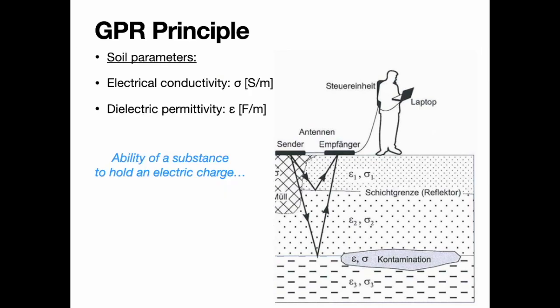So let's focus a bit more on the soil physical parameters of interest. Of course, up to now we mostly discussed the electrical conductivity, sigma, in Siemens per meter. And now what also matters is the dielectric permittivity, epsilon, in farad per meter. So in brief, this dielectric permittivity is the ability of a substance to hold an electric charge.